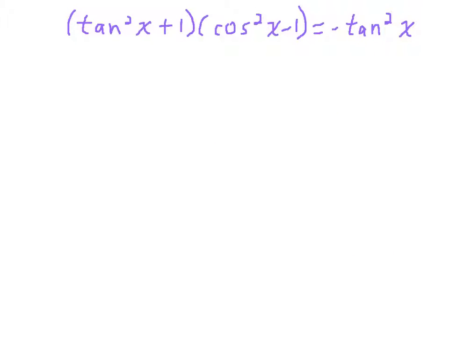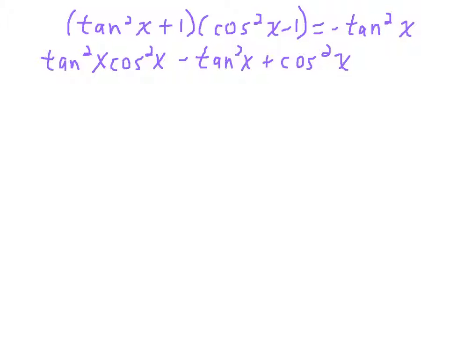Let's try multiplying these two together. Do a little bit of FOIL and see what we come away with here. So I'm going to have tangent squared x times cosine squared x minus, let's see, if I take tangent of x times negative 1, I'm going to have a minus tangent squared x plus a cosine squared x minus 1. Okay. Well, let's see, is there anything I can do to kind of simplify this?